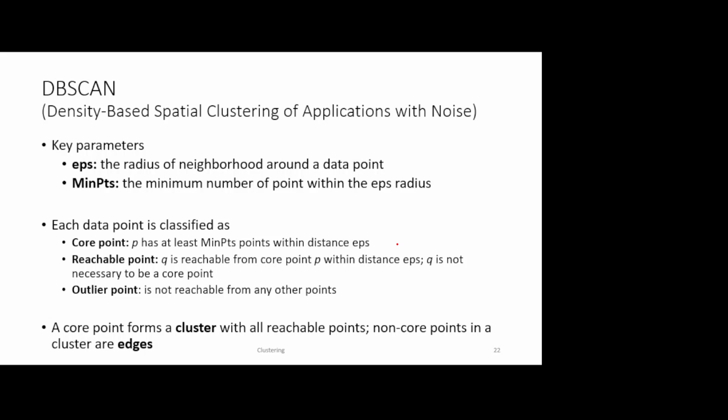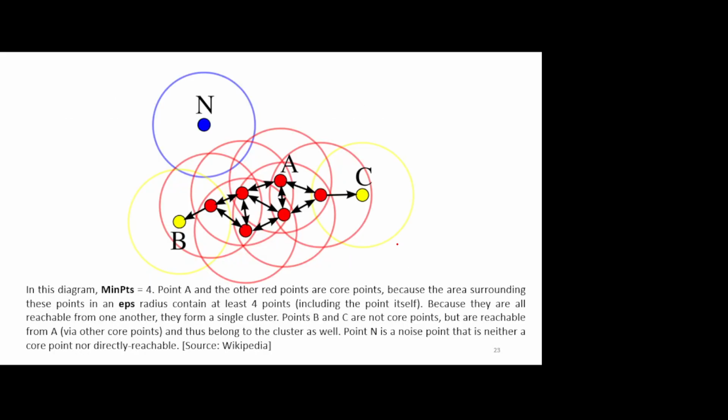For each core point, they can form a cluster. They automatically form clusters, with all the reachable points forming a cluster. This is how they generate clusters automatically. And for the non-core points, we call them edges. This picture is from Wikipedia, and you can find it.